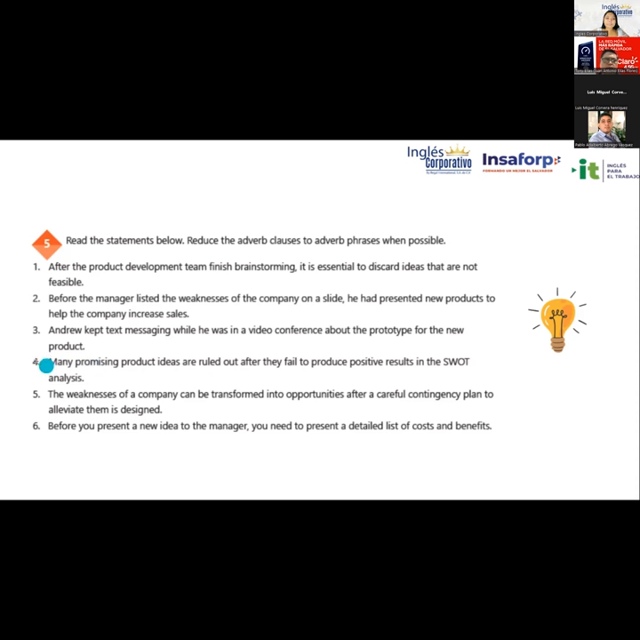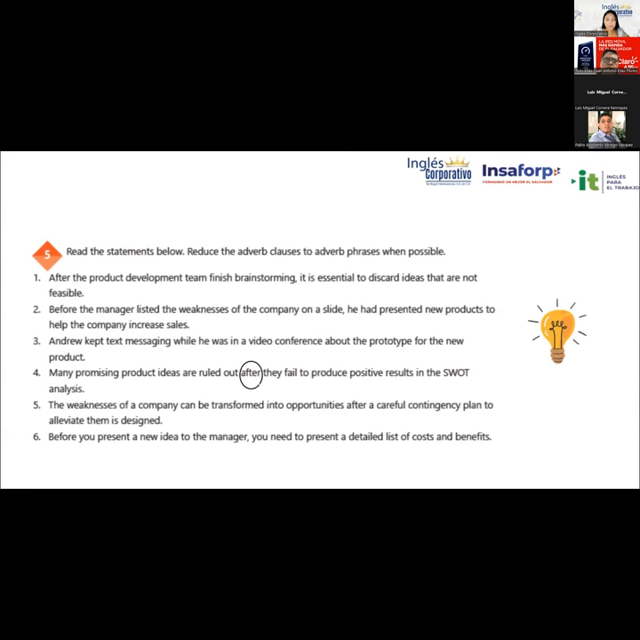Mm-hmm. And the adverb is in the second part. Okay. Very good. It is in the second part, right? And which is the adverb? After. After failing to produce positive results in the SWOT analysis.